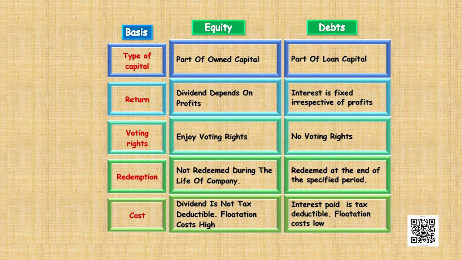Then we have cost. The dividend which is paid to the shareholders is the cost of equity. The cost is high because the risk associated with equity is also high. Then we have the cost paid to debts. The cost paid to debts is interest, which is low because the risk of the debt holder is very less, and also the interest paid to the debt holder is a tax deductible expense.